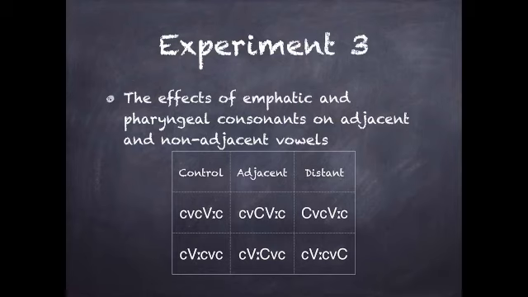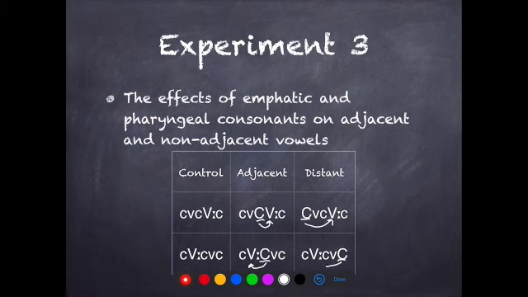In the adjacent condition, the vowels were immediately adjacent to the target consonant. So here's the target consonant, and there's a long vowel. So that's showing spread to the right, and here it's showing spread to the left. In the distant condition, the trigger consonant and target vowel were separated by 2 segments. And again, this happened to both the right and to the left.